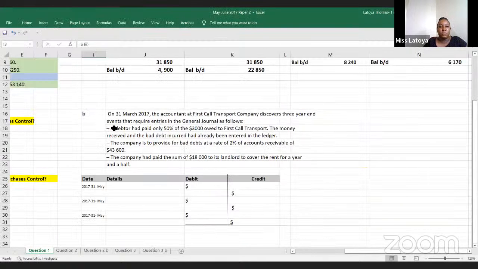So the first transaction was a debtor had paid only 50% of the $3,000 owed to First Call Transport. The money received and the bad debt incurred had already been entered in the ledger. Now 50% of 3,000 would be 1,500. How are we going to write our answers? In the general journal, it's going to be profit and loss. Is going to debit. The amount is 1,500. And the bad debts incurred had already been entered. So bad debts is going to credit here.